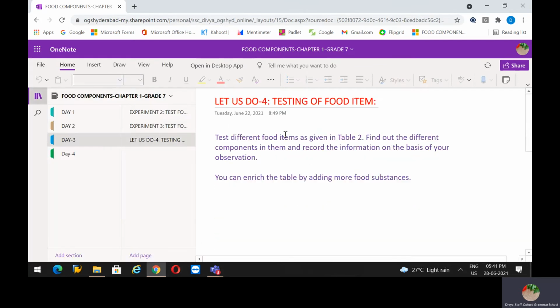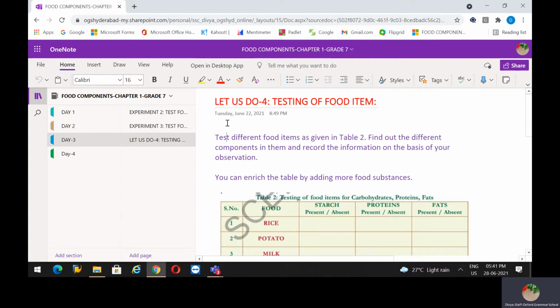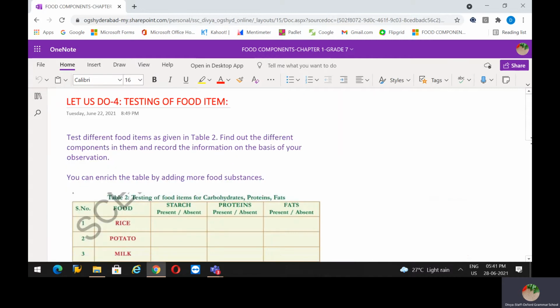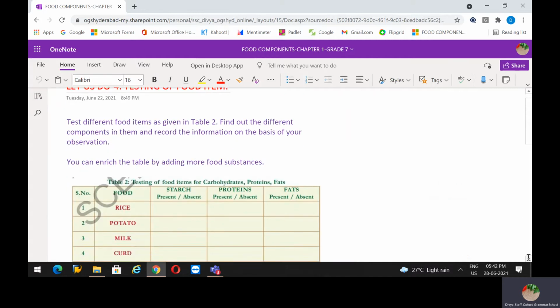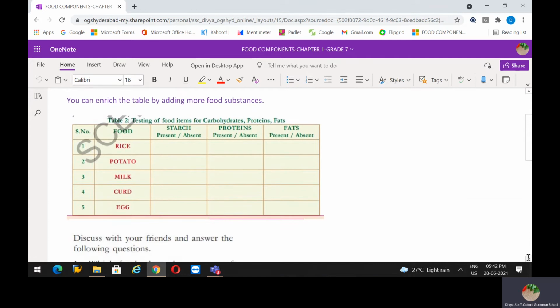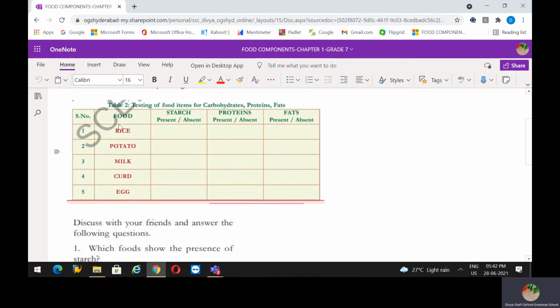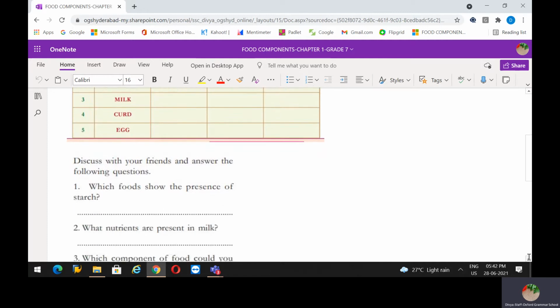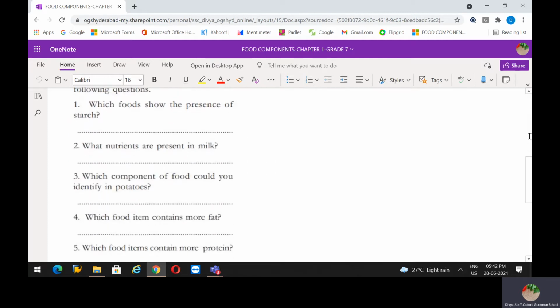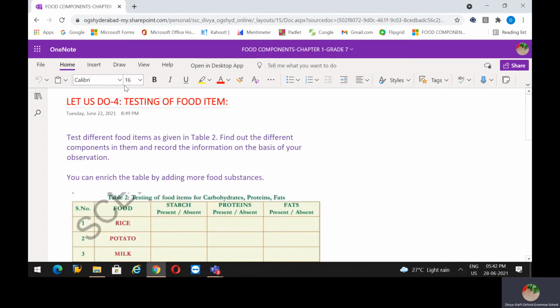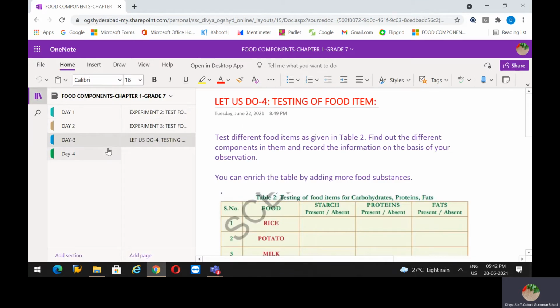Next we will go with the activity, testing of food items. Children, you have an activity in your textbook, okay? So you can enrich the table by adding more food substances. Just go through it. Rice, do we have starch or not, protein or not, fats or not. Same way, potato, milk, curd, egg, and I have given a couple of questions for you. Okay, you also complete it. It's about the previously taught topics only.